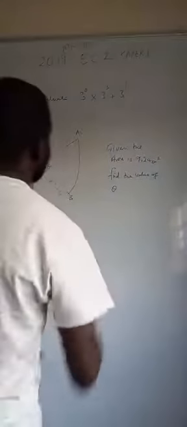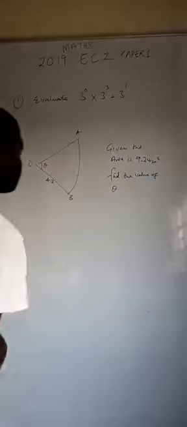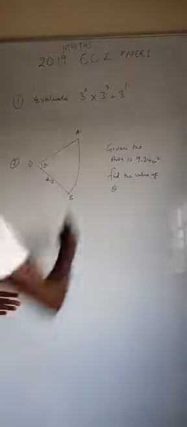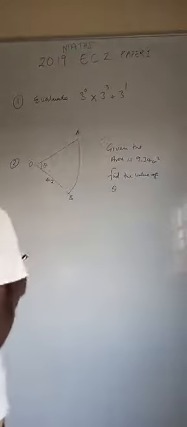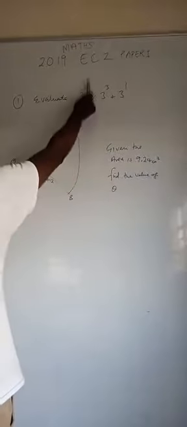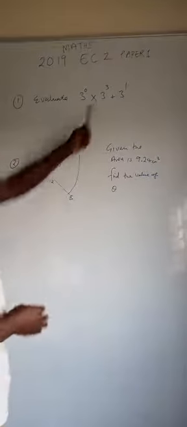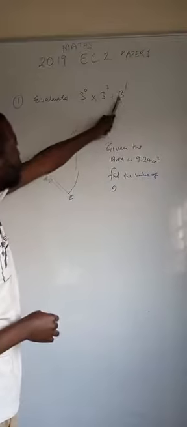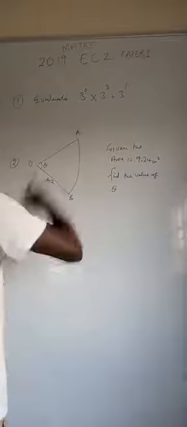So this was a 2019 past paper. The first question came from the topic called indices. As you can see, this is indices. So the first question says, evaluate 3 to the power 0 times 3 to the power 3 plus 3 to the power 1.